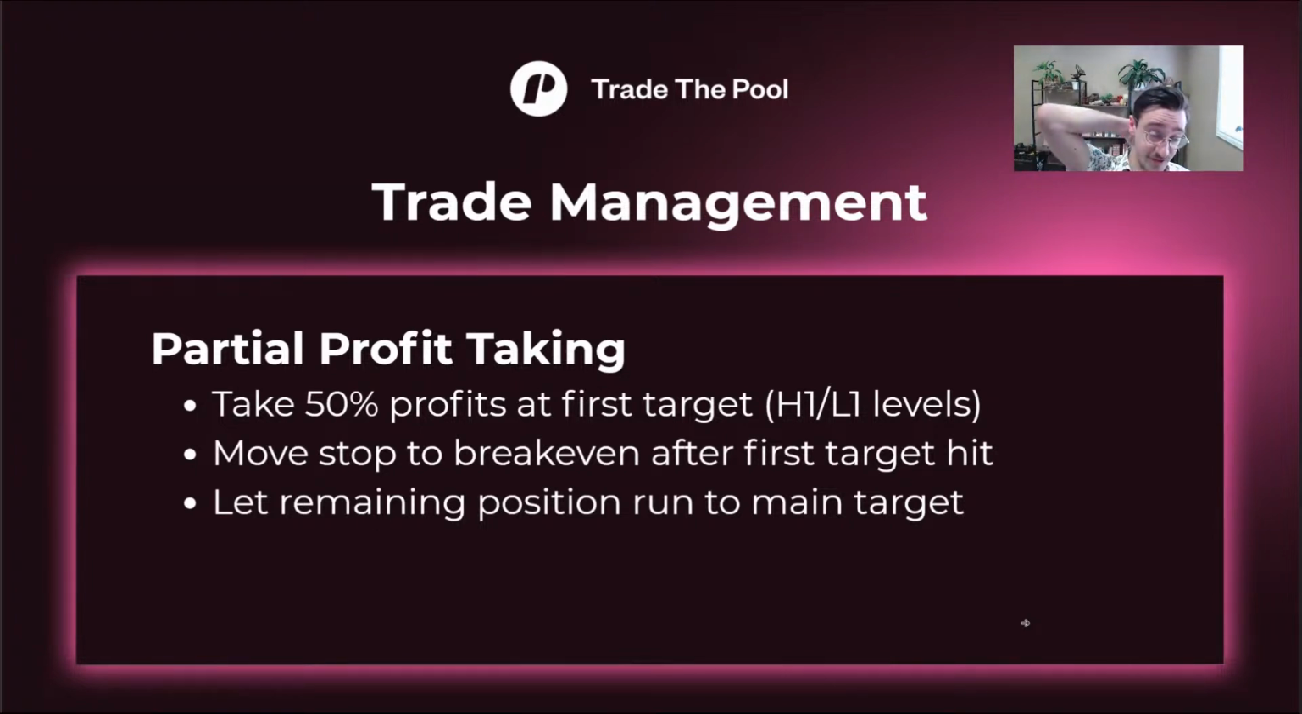So, what else do we have here? Partial profit taking is important. We just talked about that. So just taking half profits at whatever the first target is, even if it's a minor H1 or L1 level, it really gives you room to breathe, room to maneuver, and then you can move your stop to break even right after that, and you've guaranteed a winning trade. You won for half of it, and the other half you're not going to lose. So if you just do that, you're pretty set.